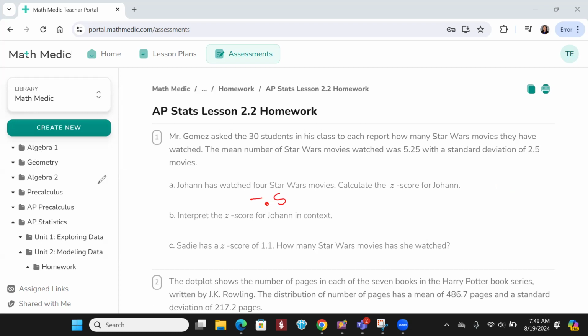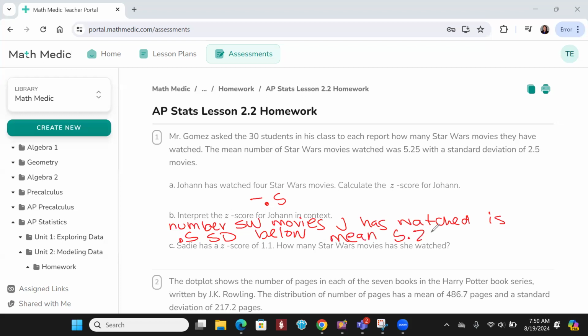Interpret the z-score. So what does it mean? So remember, we got to talk about context. So what are we talking about here? Movie. The number of Star Wars movies this person has watched is 0.5 standard deviations below the mean of 5.25 Star Wars movies.